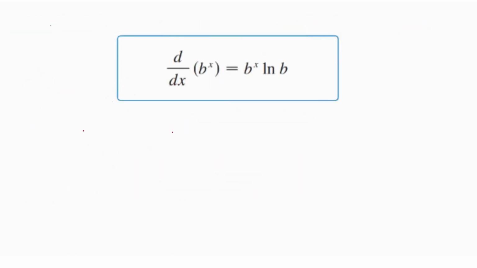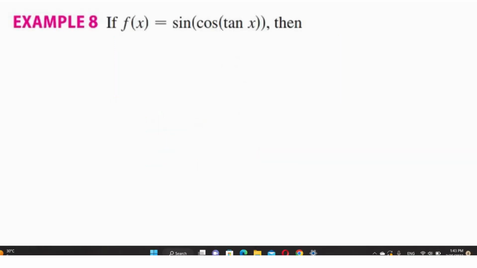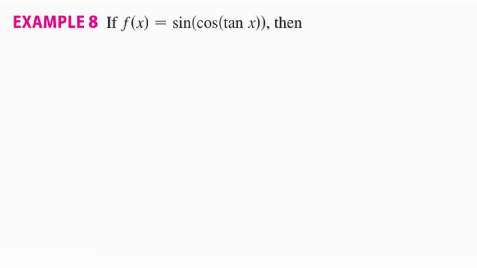Let's have a look at the last concept in this section. To differentiate a constant raised to the power of x, the derivative is going to be itself multiplied by ln of the base, or the constant b. If we had the function to be 2 power x, then its derivative is going to be 2 power x itself multiplied by ln of the base, which is 2. Let's have a look at the last example in this section.